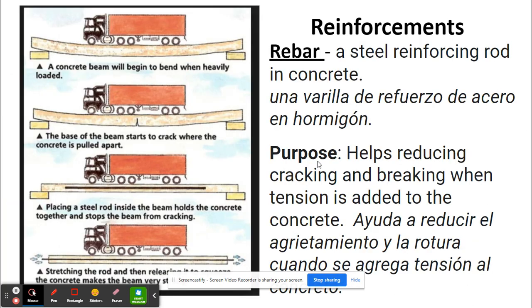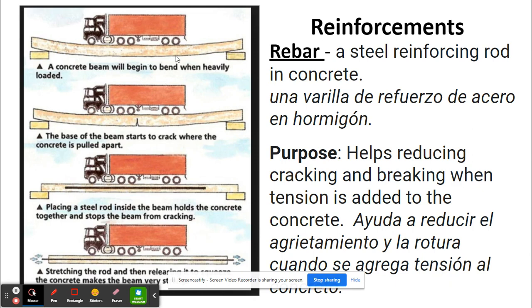Another thing that we noticed while we were outside is that there was some metal in the sidewalk as you were walking by. That metal that is added is called rebar. Rebar is known as a steel reinforcing rod in concrete. I have some examples for you on the other side, but it helps reduce cracking and breaking when tension is added to concrete.